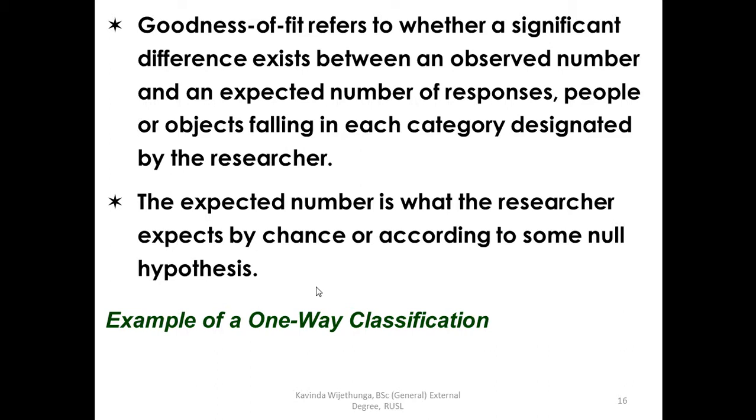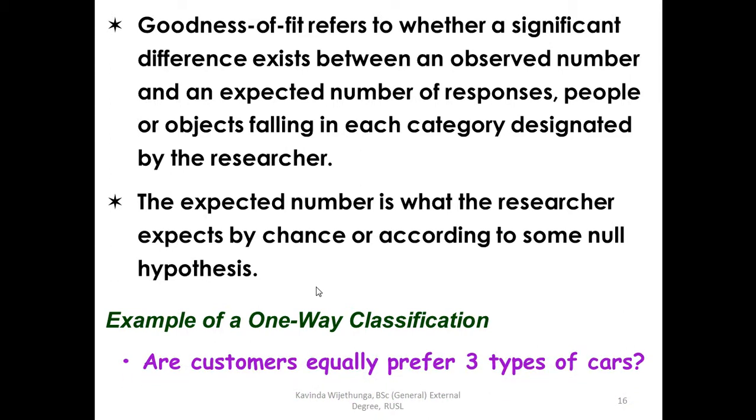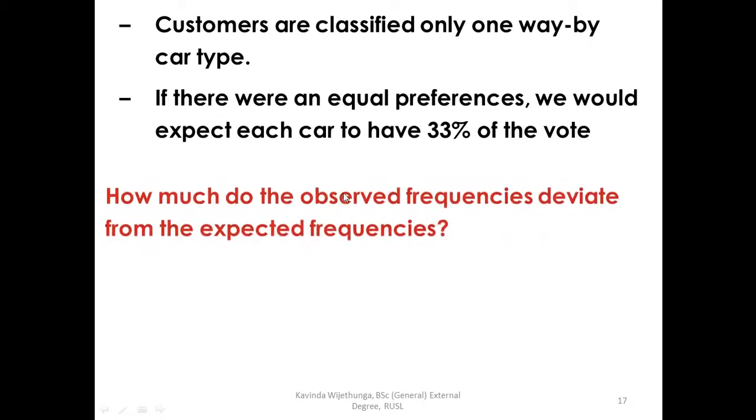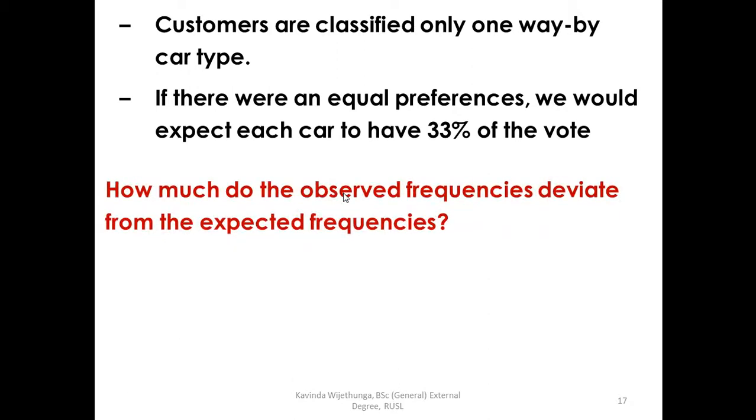Example for the one-way classification. Now we consider what one-way classification is through an example. Our customers equally prefer 3 types of car. There are some data given. Customers are classified only one way, by car type. If there are equal preferences, we would expect each car to have 33% of the vote. The expected values are given here. How much do observed frequencies deviate from the expected frequencies? This is the research question.